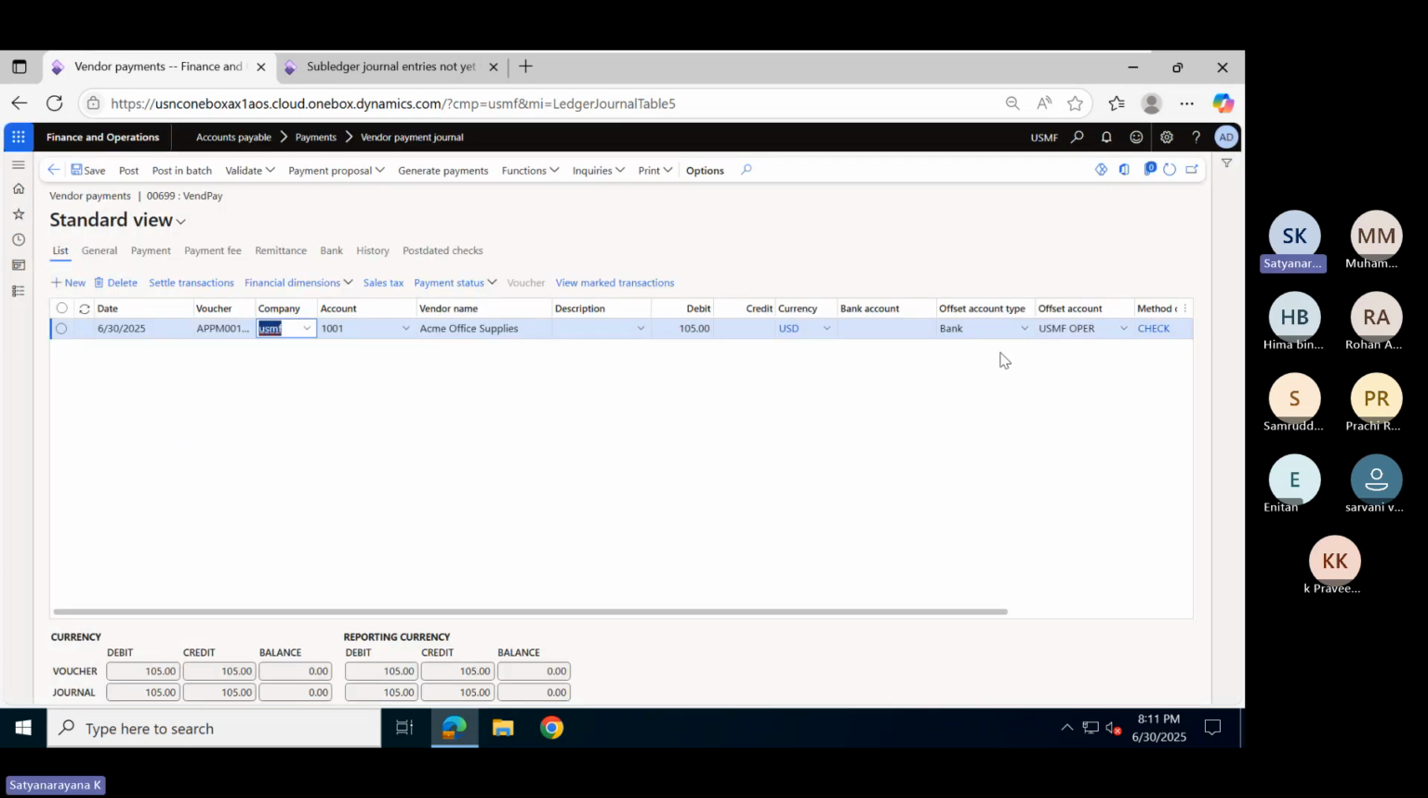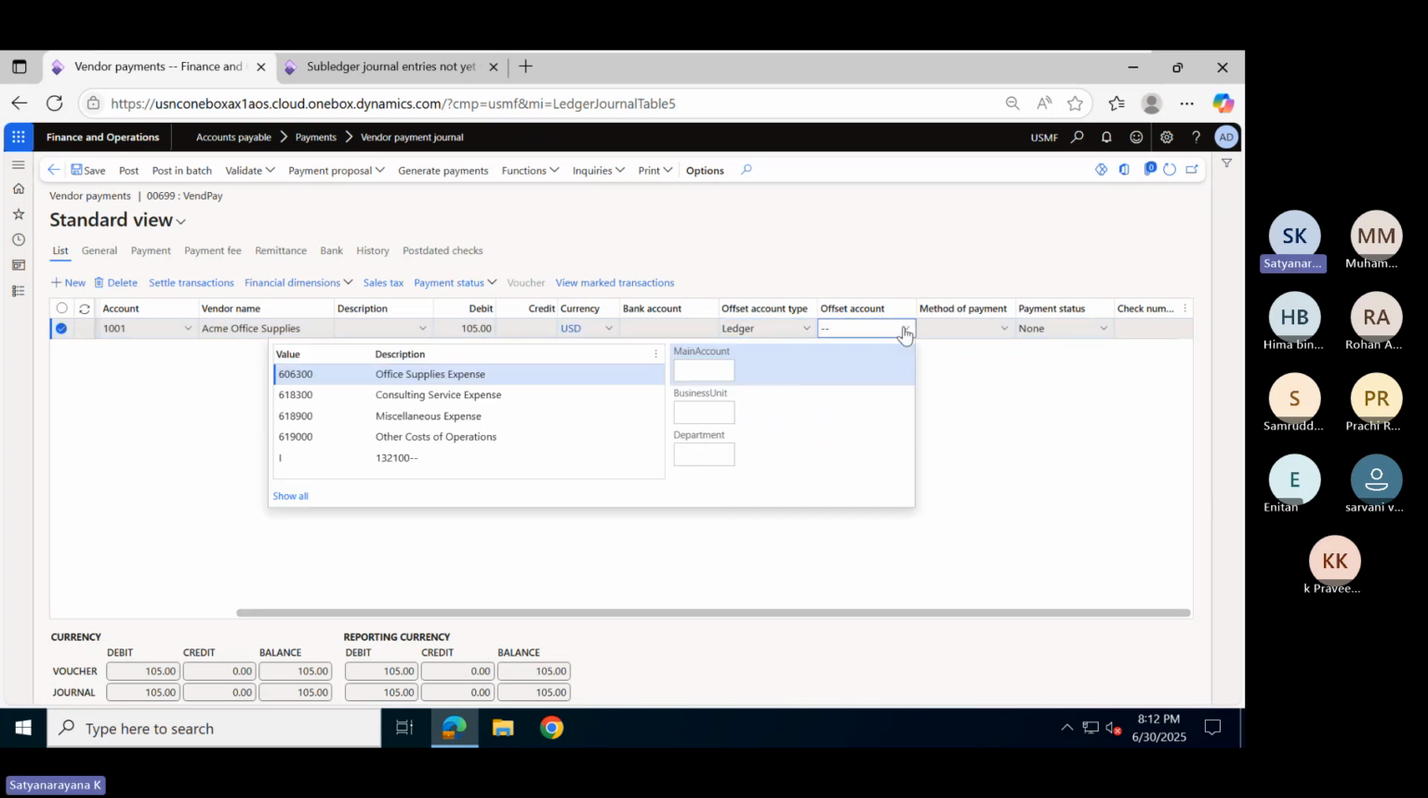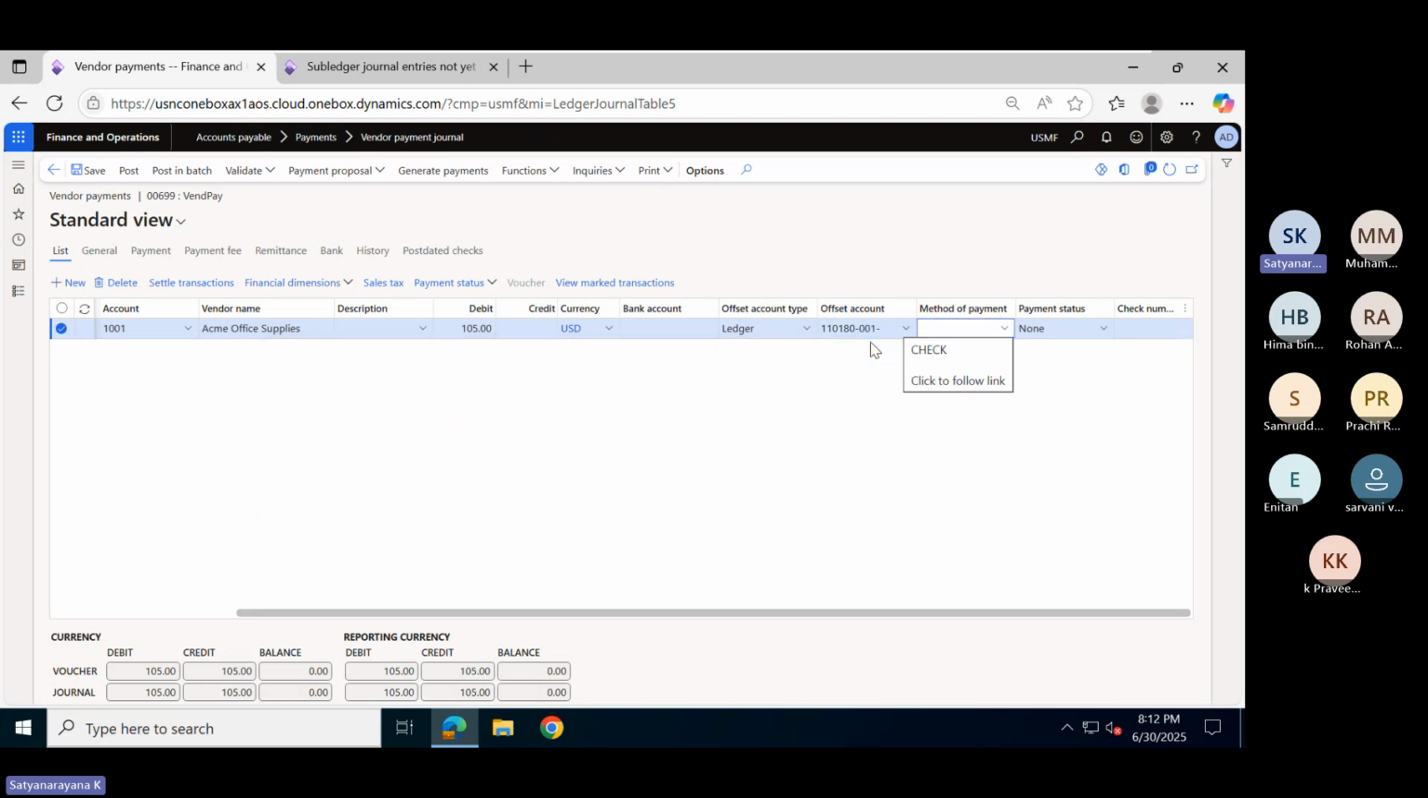Vendor account debit and bank or cash. So I'm selecting cash. Let me remove this method of payment. You will understand this method of payment later. I'm selecting ledger account. So here I'm selecting cash. $110,180. You will understand these things one by one. Okay. This is petty cash account. Now post.